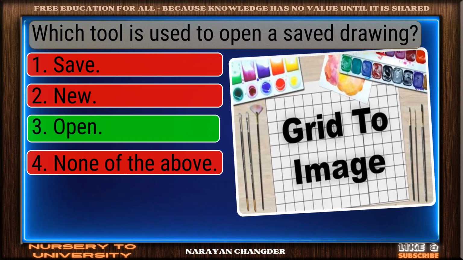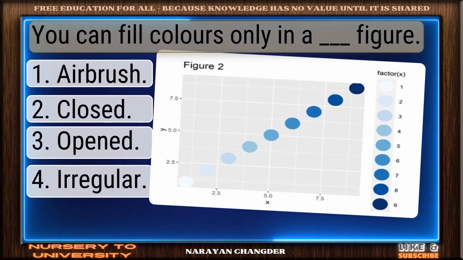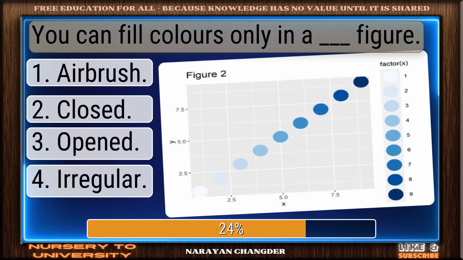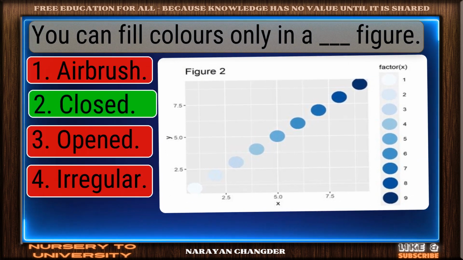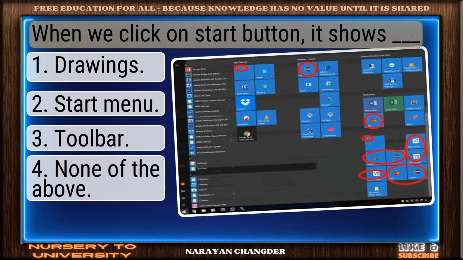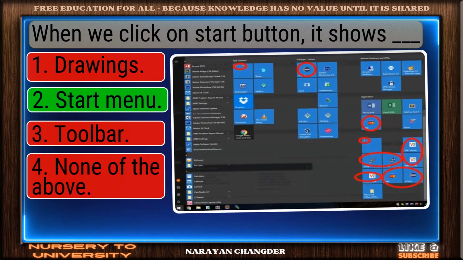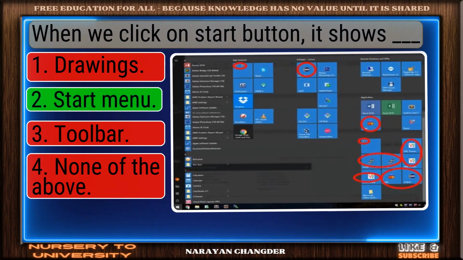Excellent. Open is well reasoned. You can fill colors only in a dash figure. Bravo. Closed is the answer. When we click on Start button, it shows Dash. Good job. Start menu works well.